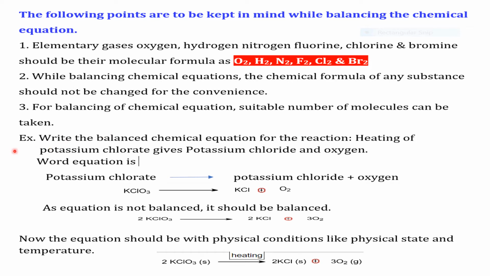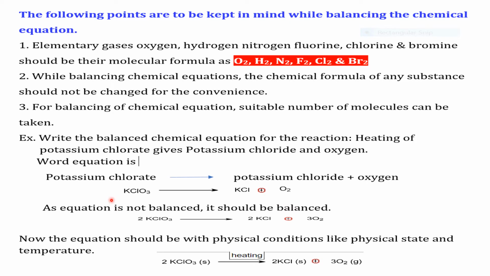Let us see an example. Write the balanced chemical equation for the reaction: heating of potassium chlorate gives potassium chloride and oxygen. Potassium chlorate is KClO3, potassium chloride is KCl, plus oxygen O2. Here, on the reactant side there is 1 potassium, 1 chlorine and 3 oxygen atoms, whereas on the product side there is 1 potassium, 1 chlorine and 2 oxygen atoms.